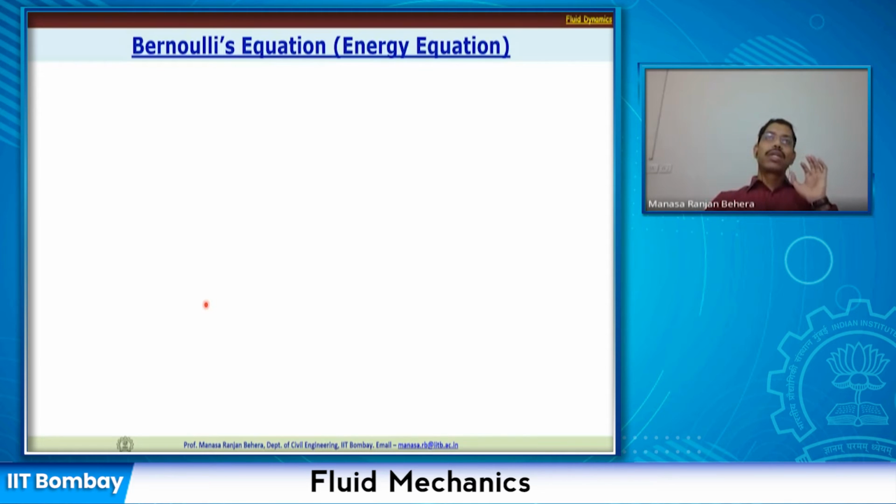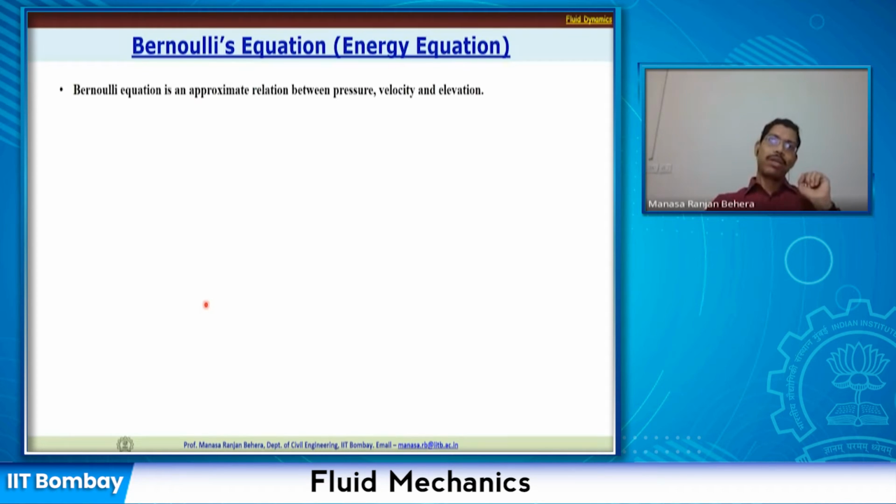There are certain conditions that you should understand. Bernoulli's equation we are deriving using the Euler's equation of motion. So all the concepts that we have discussed that are applicable for Euler's equation of motion are also applicable for Bernoulli's equation. Bernoulli's equation is an approximate relation between pressure, velocity and elevation. We'll see how the equation correlates all three of these.